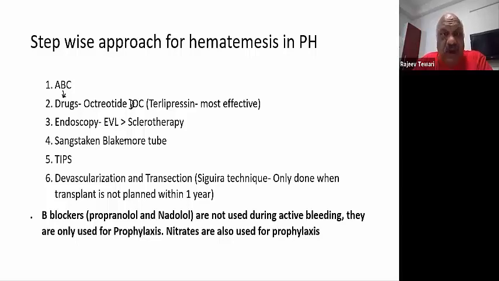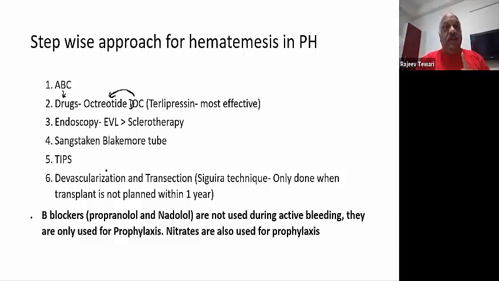Terlipressin is most effective in bringing the portal pressure down, but due to the side effect, it has not yet been approved by the FDA. So that is why the controversy. Some will say terlipressin, some will say octreotide. No, drug of choice is octreotide. Terlipressin is most effective. Terlipressin, right?